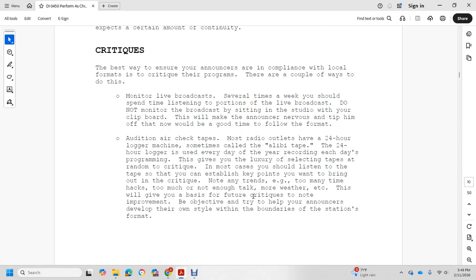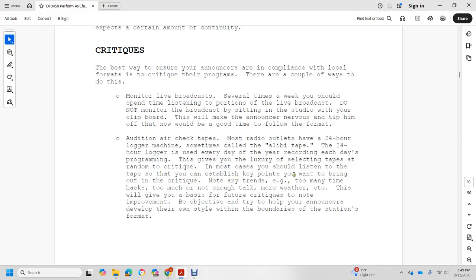Most radio outlets have a 24-hour logger machine, sometimes called an air check tape. The 24-hour logger is used every day of the year, recording each day's program. This gives you the luxury of selecting tapes at random. In most cases, you should listen to the tape so that you can establish the key points you want to bring out in the critique.